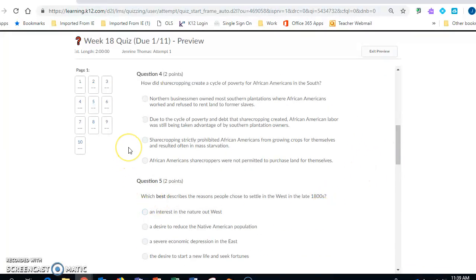Question 4. How did sharecropping create a cycle of poverty for African Americans in the South? Northern businessmen owned most Southern plantations where African Americans worked and refused to rent land to former slaves. Due to the cycle of poverty and debt that sharecropping created, African American labor was still being taken advantage of by Southern plantation owners. Sharecropping strictly prohibited African Americans from growing crops for themselves and resulted often in mass starvation, or African American sharecroppers were not permitted to purchase land for themselves.